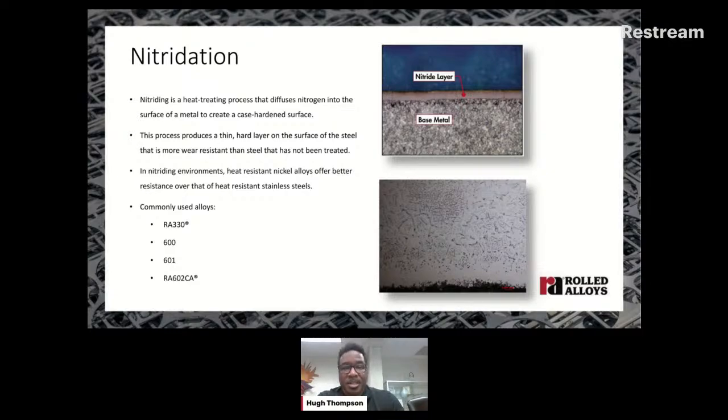Very similar to carburization, you also have nitridation and nitriding. Nitriding is the heat treating process that diffuses nitrogen into the surface of the metal to create a case-hardened surface. As you can see in the picture on the right, this process creates a thin, hard layer on the surface of the steel that is more wear-resistant than the steel that has not been treated. Very similar to the carburizing environments, it's best to select an alloy with high nickel content to better resist the nitriding atmosphere. And once again, these materials are going to be Ra330, 600, 601, as well as Ra602Ca.